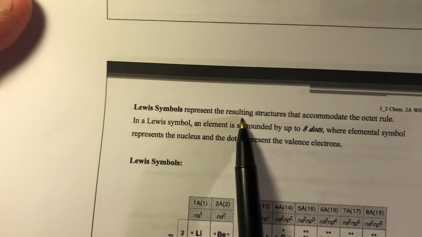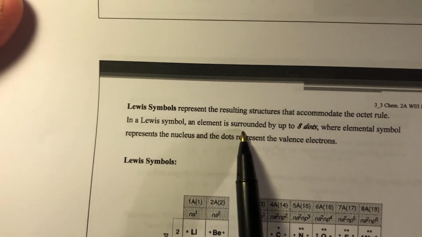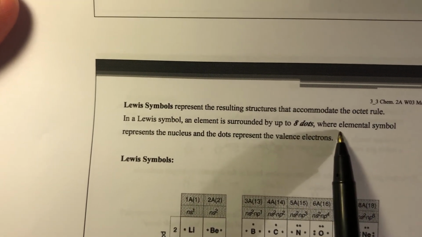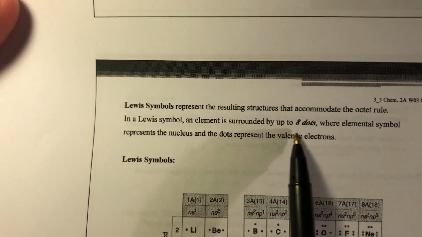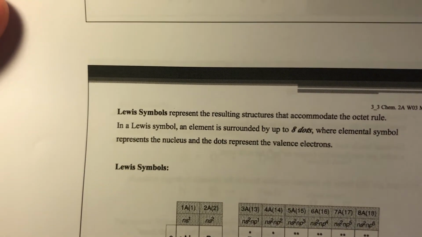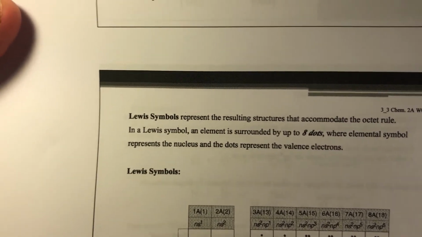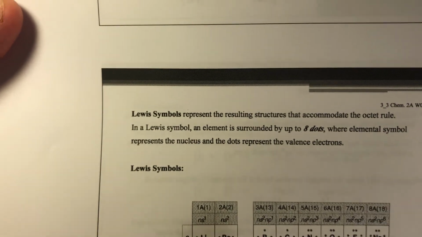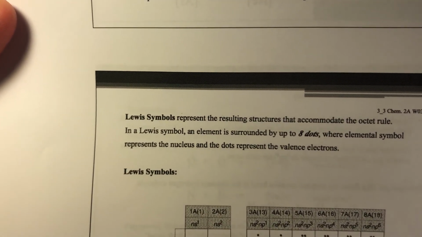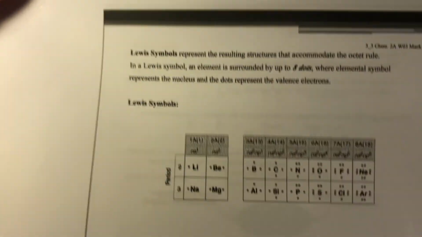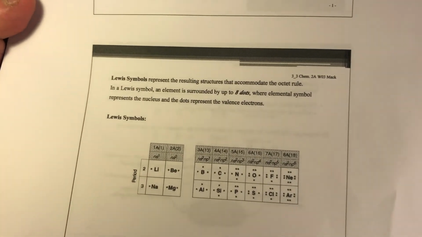The octet rule means that elements represent resulting structures that accommodate the octet rule. An element is surrounded by up to 8 dots, where the element symbol represents the nucleus and the dots represent the valence electrons. So 8 dots represents having 8 electrons and therefore nice and stable like our noble gases, remember? Because those have the full s orbital and the full p orbital, so they're nice and very stable. I'm sorry you can't see that. Maybe you can see it better in this kind of lighting here.